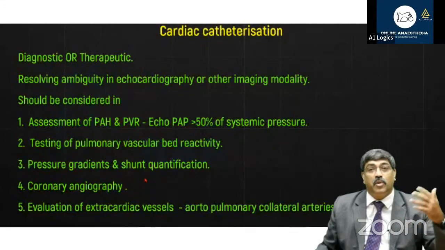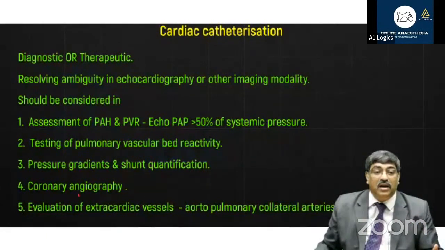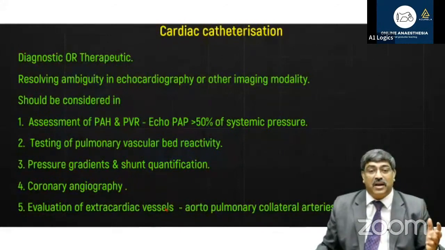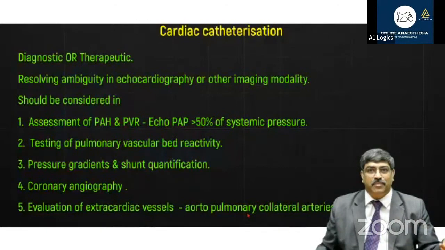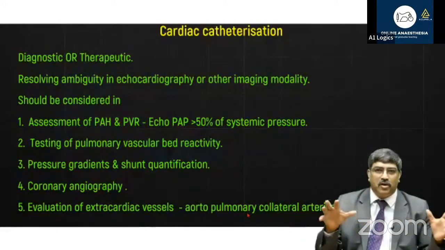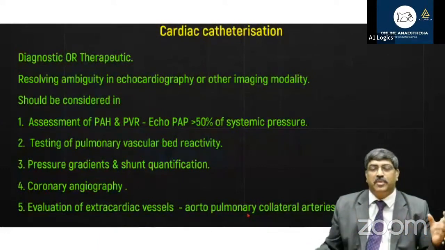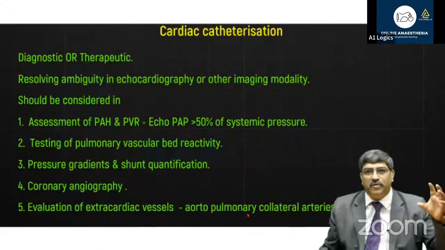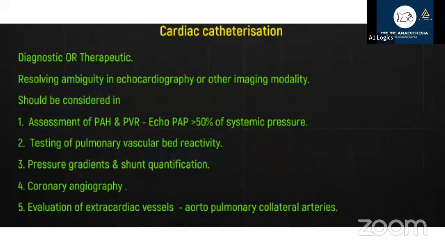As I said, some patients might progress into adulthood where you have to do a coronary angiogram, and evaluation of extra cardiac vessels like your aortopulmonary collateral arteries. Multiple MAPCAs can be there. MAPCAs is nothing but aortopulmonary collaterals. You have to identify how many collaterals are there, because before you go for surgery, you have to coil embolize those aortopulmonary collaterals before the patient goes into complete cardiac repair.